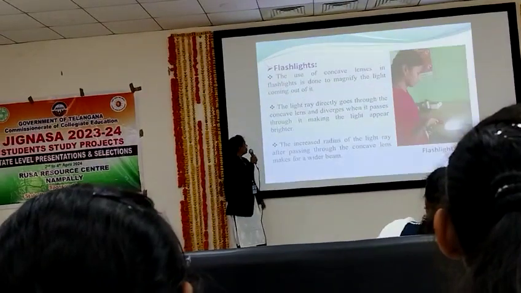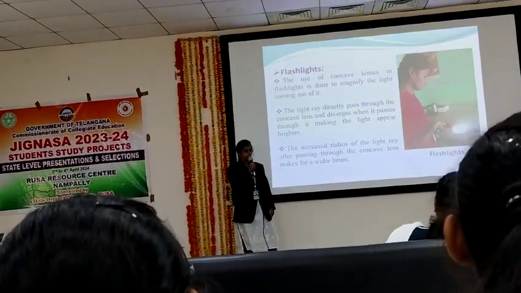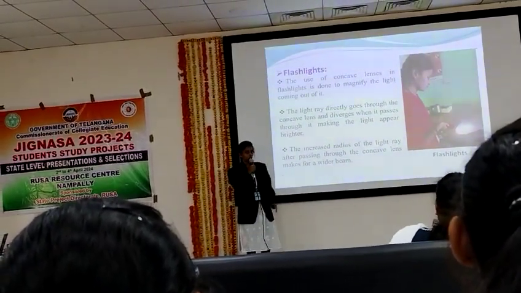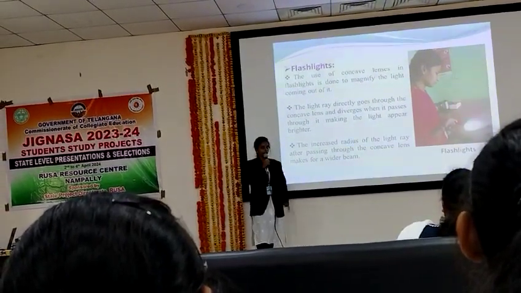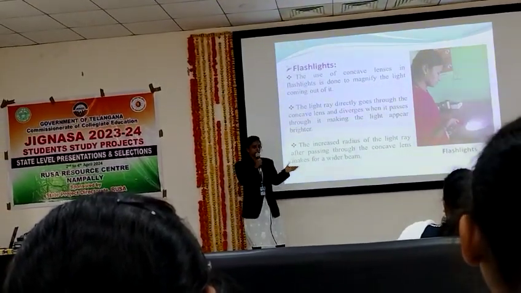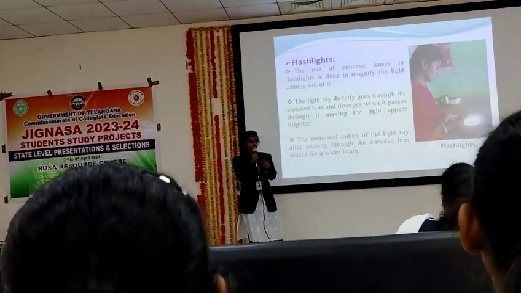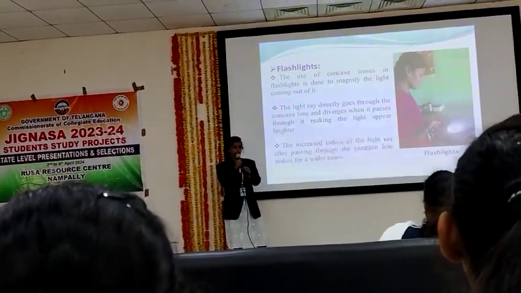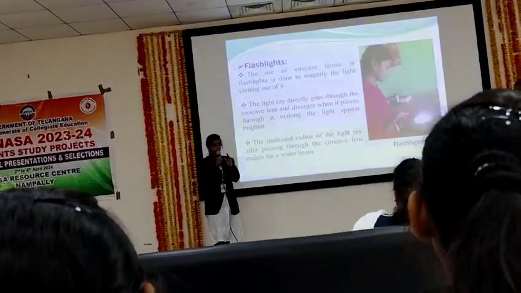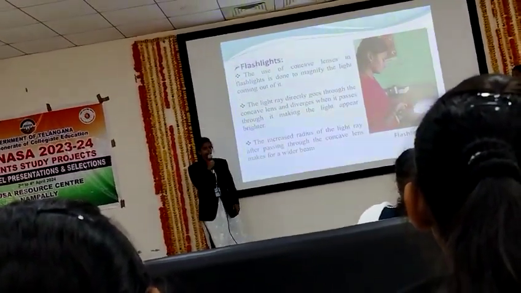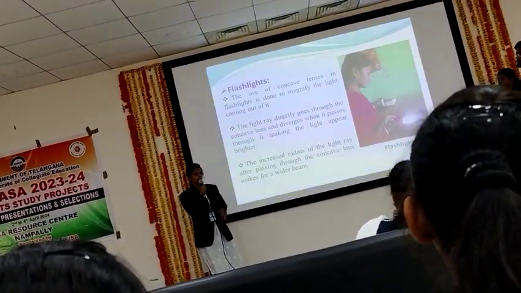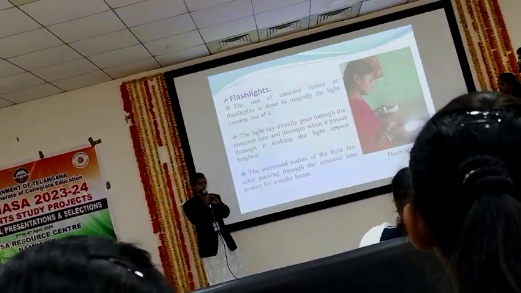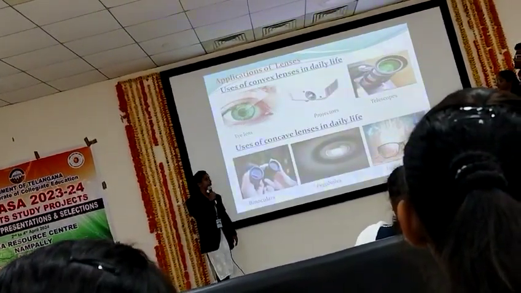The next one is the flashlight. The use of concave lenses in the flashlight helps us to spread the light coming out of it. The light ray passes directly through the concave lens, and then it diverges as it passes through. The increased radius of the light ray after passing through the concave lens makes a wider field. There are several more uses of lenses, but we discussed some important ones.